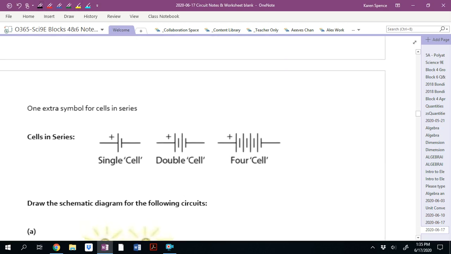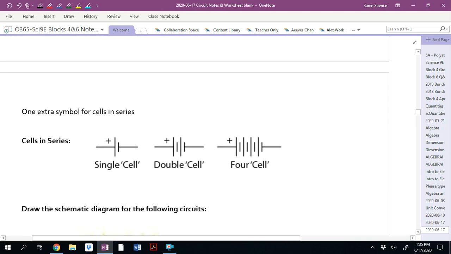Oh, and one extra thing. We can actually connect cells in series. So if I had a battery, we call it a cell, and there's my positive terminal, and there's my negative terminal. I can actually link it up end to end with another battery, and maybe what I'll do is I'll go like this.